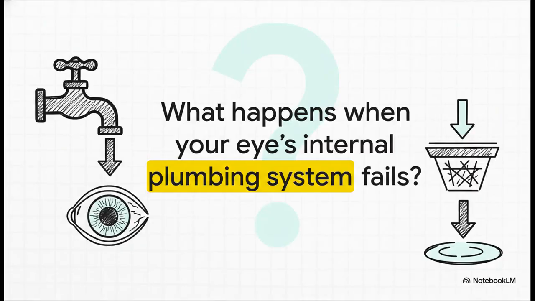So to really get a handle on glaucoma, I want you to think about the eye like a sink. You've got a faucet that's always running, creating fluid, and you've got a drain that lets that fluid escape. In a healthy eye, it's all in perfect balance. But what happens when that drain starts to clog up? That one question, that's the key to understanding everything we're about to cover.